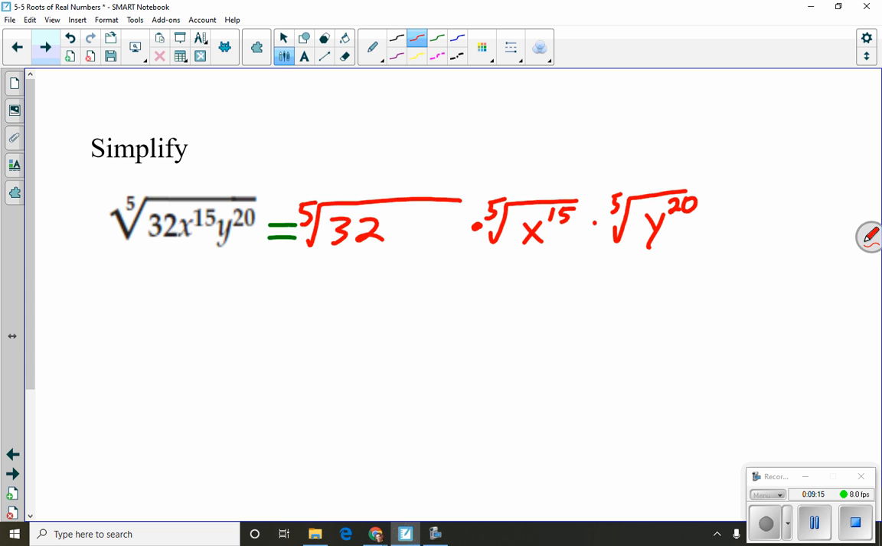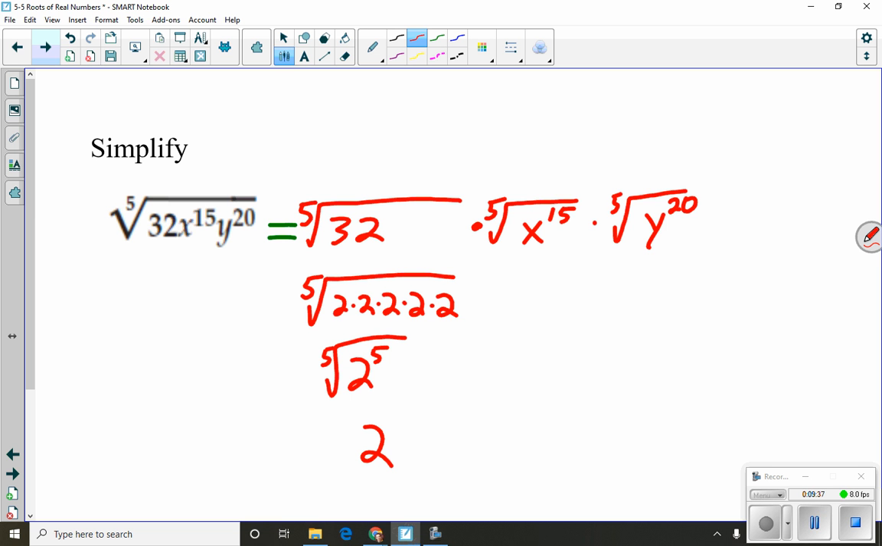Well, 32 really is, so we have the 5th root of, I'm going to call this 2 times 2 times 2. That's 8, times 2 is 16, times 2 is 32. Okay, how many of them are there? That's really 2 to the 5th power, isn't it? So if I'm saying I need the 5th root of 2 to the 5th power, then this just equals a plain old 2. Or you can go 5 divided by 5, which is 2 to the 1 power.